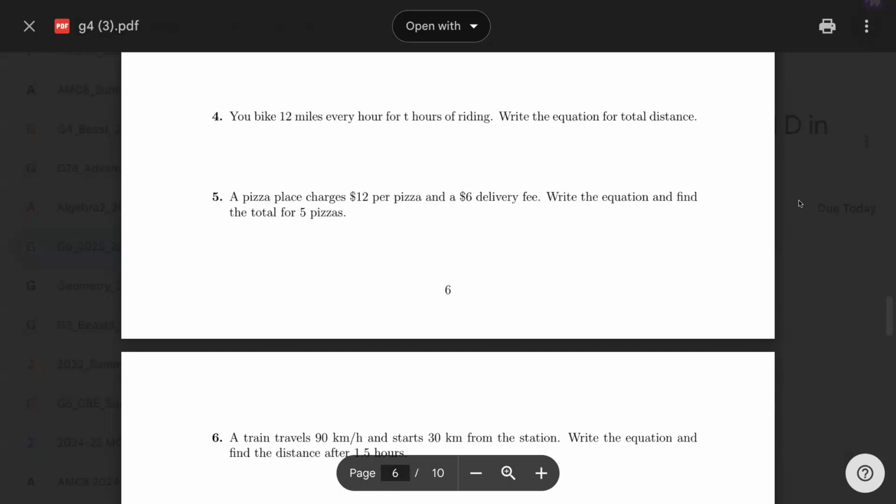Okay, how about this? Why don't we form an equation for this one, guys? This is quite important. Now, I'm going to let you do. You bike 12 miles every hour. For t hours you ride. Write the equation for total distance. It's a simple, practical context. You're going to put a table. Put your input value, output value. Based on that, write the equation. Y equal to mx plus b, equation you write.